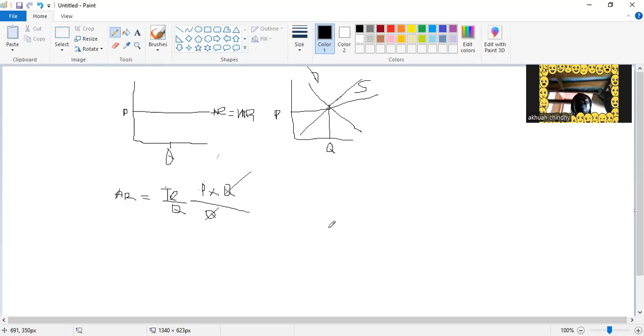Because you can't start a production when you don't know whether it's worth your efforts and your money and all that. Okay, so a perfect competition market also has a marginal cost. So far as it produces additional product every time, it has a marginal cost.